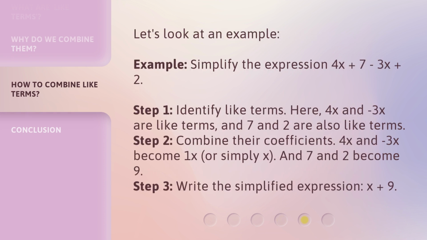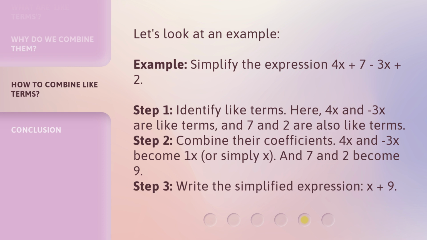Let's look at an example. Example: simplify the expression 4x plus 7 minus 3x plus 2. Step 1. Identify like terms. Here, 4x and minus 3x are like terms, and 7 and 2 are also like terms.